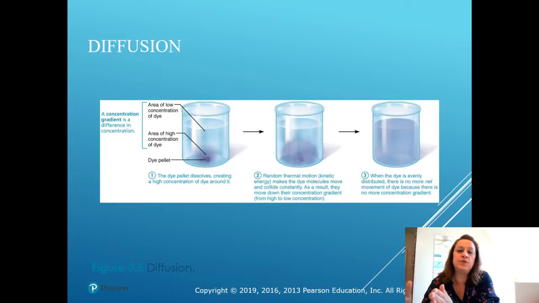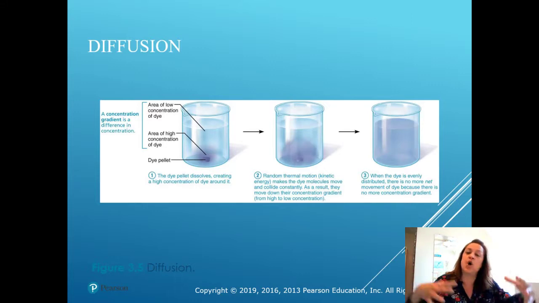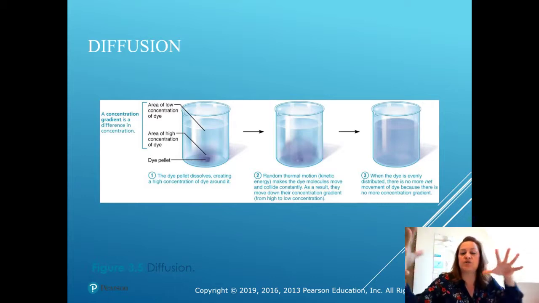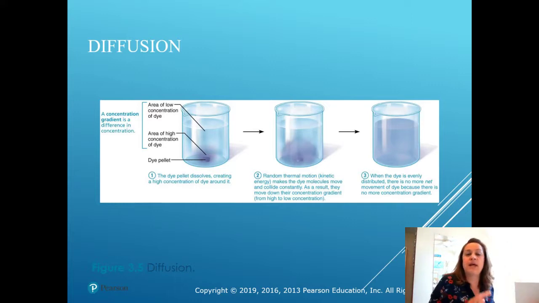So by the time you get to the third beaker, it's all uniform in its color, which means it went from a high concentration with the pellet out into a lower concentration until equilibrium. That's the key to passive transport. The goal is to reach some sort of equilibrium. Most of the time in a dynamic system like the body, we're not reaching equilibrium. We want to aim for it, but we don't get there, right?